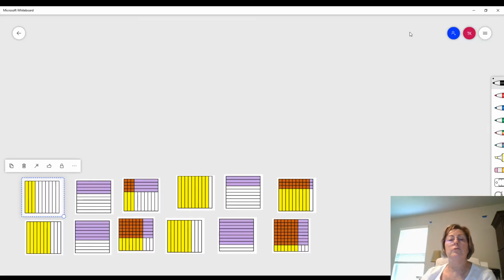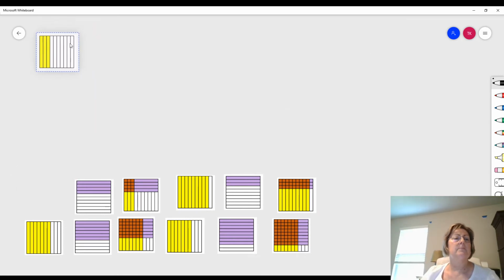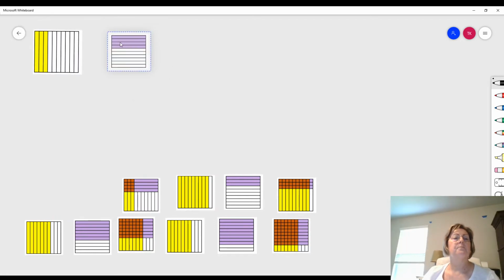Hi guys, I'm going to try to explain again how to multiply a decimal by a decimal with the pictorial model so that you can get a better understanding. So if we look at some of the pictures I have here, I'm going to bring in some different models.